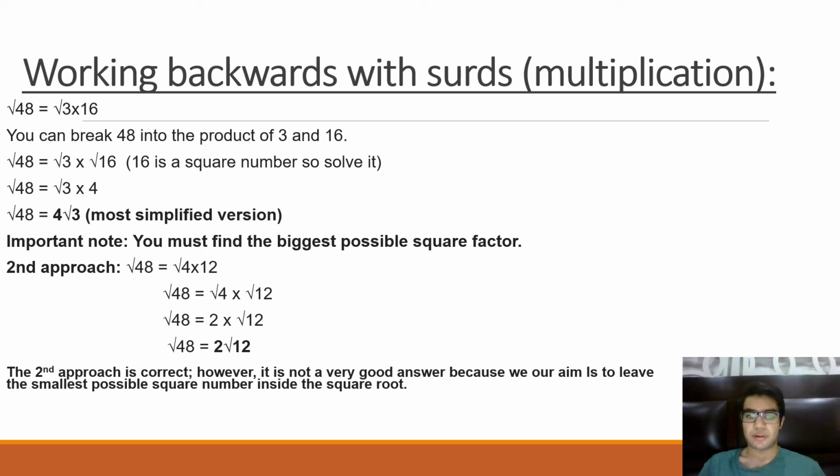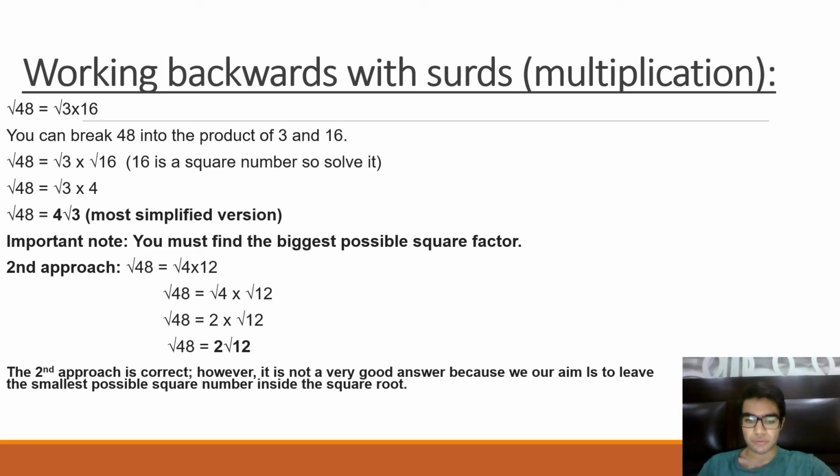Then square root of 48 is equal to 2 times square root of 12, because square root of 4 is equal to 2. So square root of 48 is equal to 2 multiplied by square root of 12. We just leave it in this form. But the second approach, it's correct, but it's not a very good answer, because our aim is to leave the smallest possible square number inside the square root.